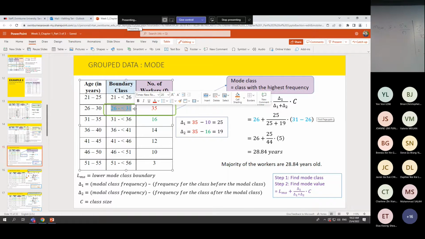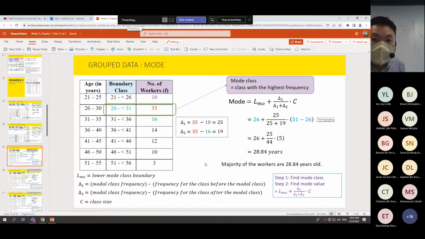So what is the formula? You have to copy the formula from the formula sheet. Then the next step is to substitute the numbers into each variable. I'll start from L mod. What's the meaning? L mod means the lower boundary of the mod class. In this case, it is 26, so substitute 26 here.